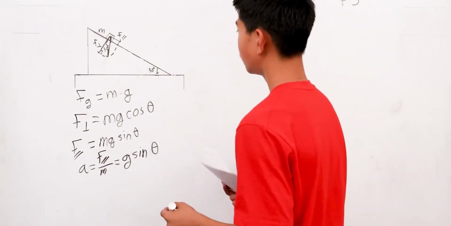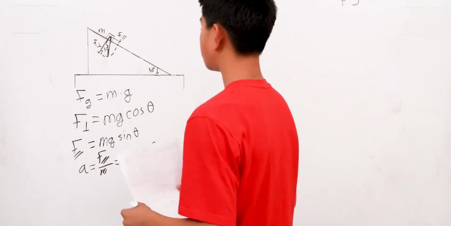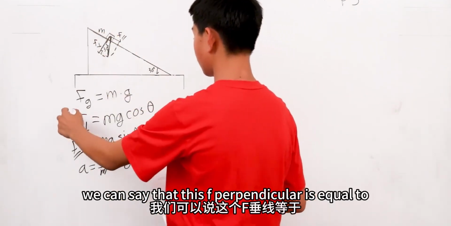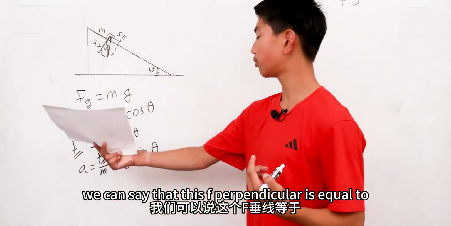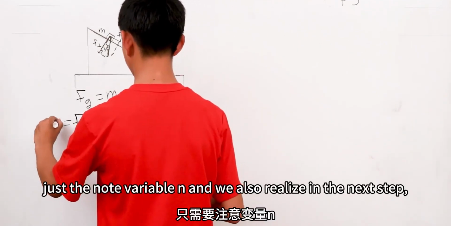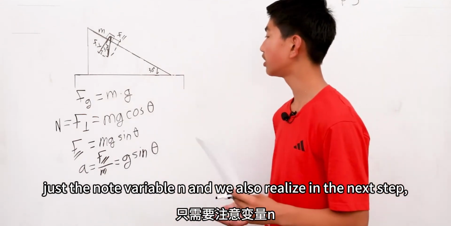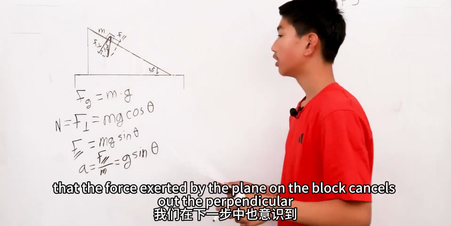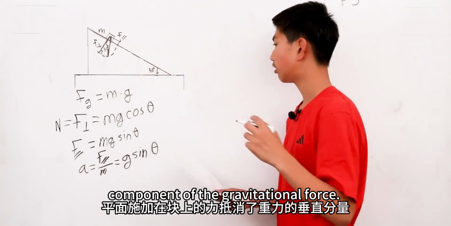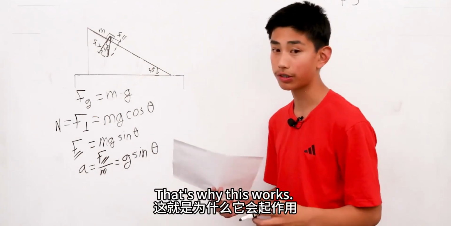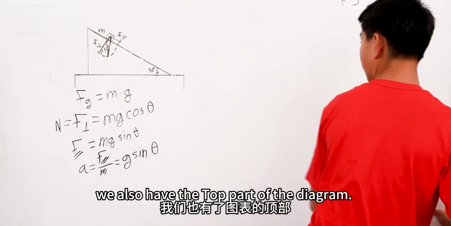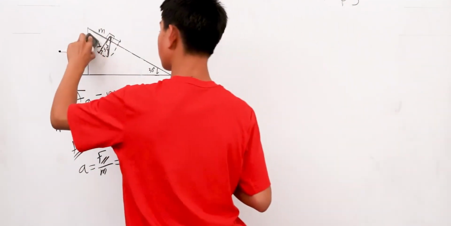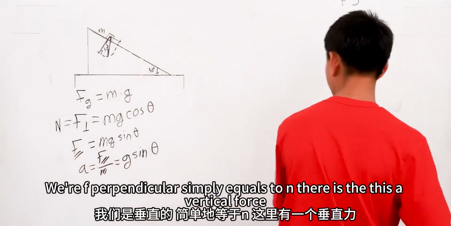Okay. Now, since the normal force is perpendicular, we can say that this F perpendicular is equal to just the variable n. We also realize in the next step that the force exerted by the plane on the block cancels out the perpendicular component of the gravitational force. That's why this works. Now, we also have the top part of the diagram, where F perpendicular simply equals n.